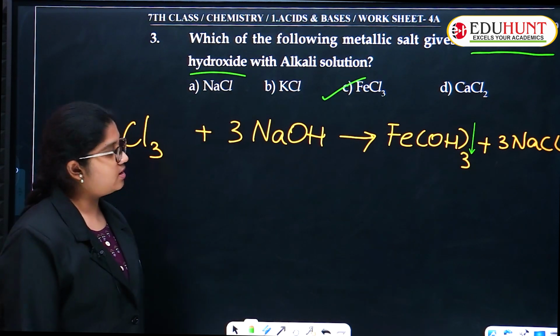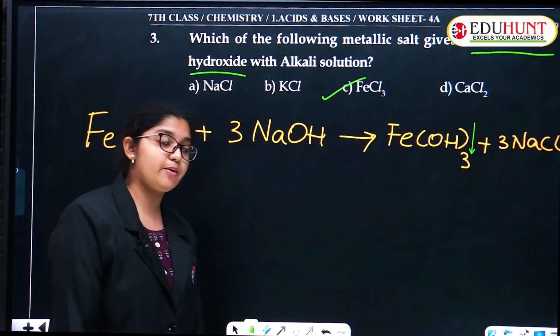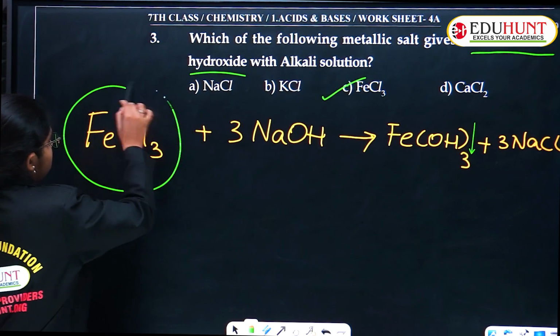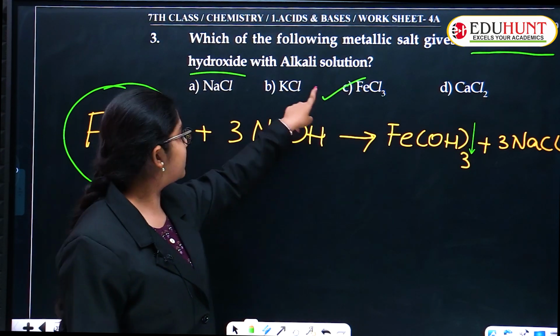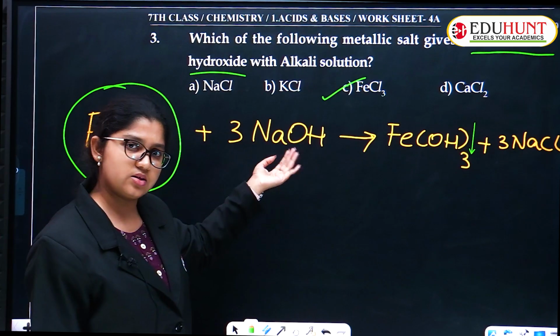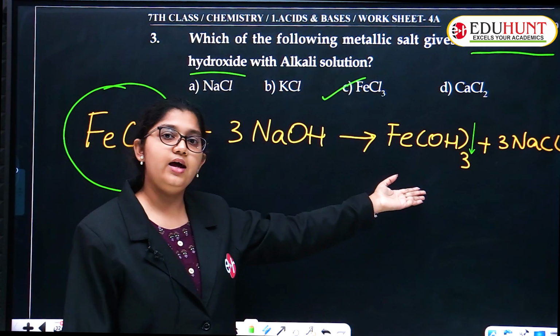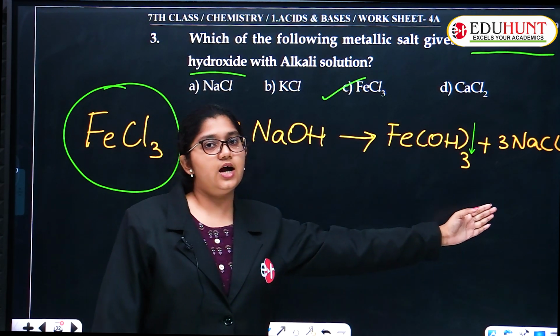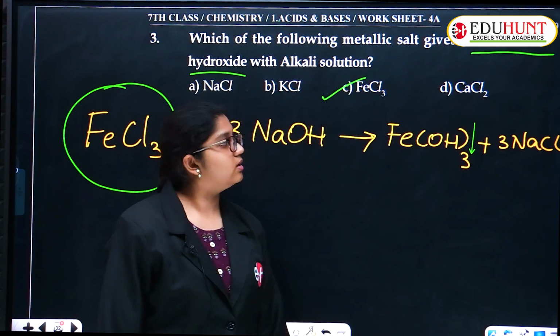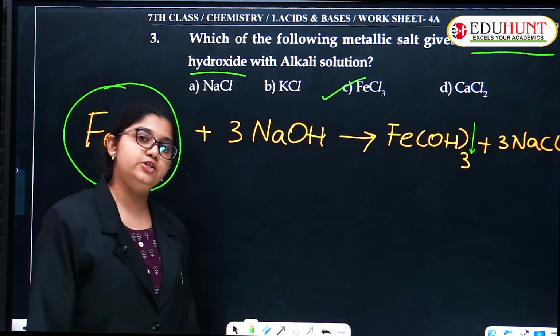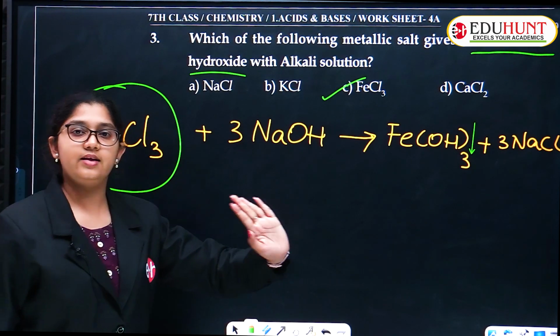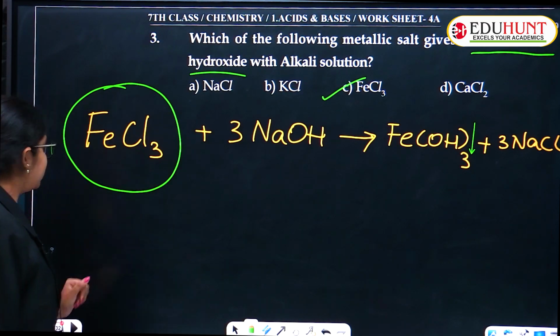I told you, insoluble hydroxide. This is the one. Fe(OH)3 is an insoluble hydroxide. And what is the given example? FeCl3. If you add FeCl3 to an alkali solution of NaOH or any other, we get an insoluble hydroxide and also the salt. The given option FeCl3 matches with the insoluble hydroxide. This is the equation for you. Clear now? Moving to the next one.